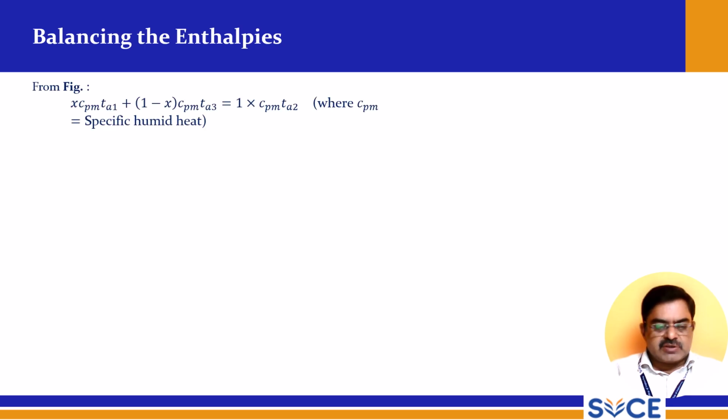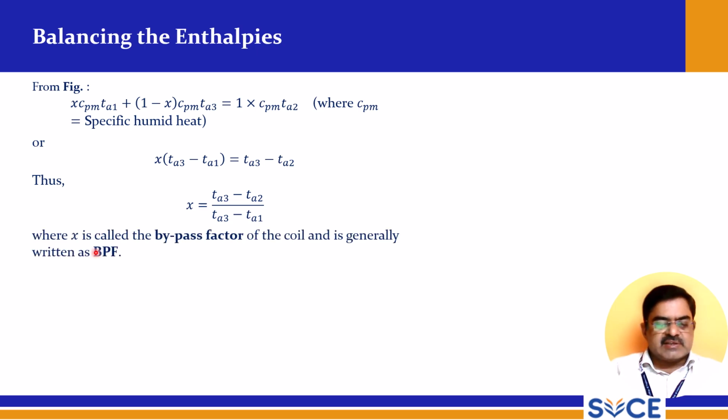Balancing the enthalpies, I will show you a diagram. So cpm Ta1 plus (1 minus x) cpm, balancing at both points, where cpm is the specific humid heat, x (Ta3 minus Ta1) is equal to Ta3 minus Ta2, and hence x can be calculated: Ta3 minus Ta2 divided by Ta3 minus Ta1. Here x is called the bypass factor of the coil and is generally written as BPF.